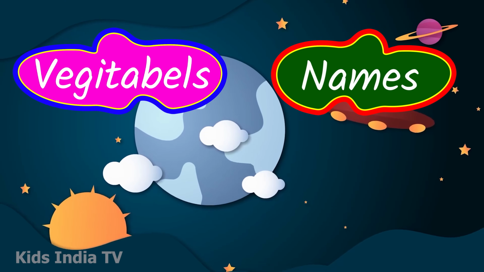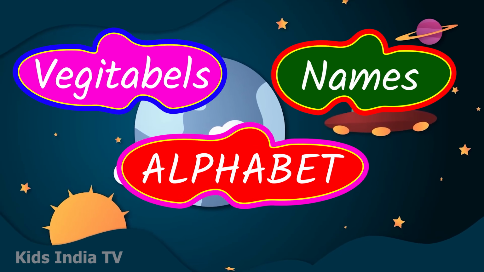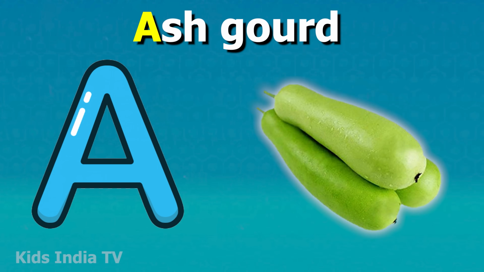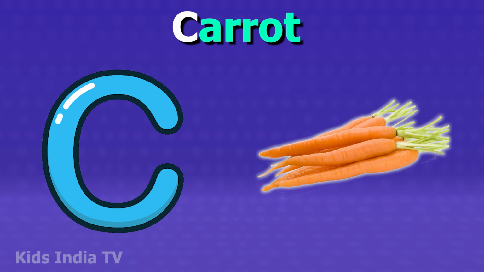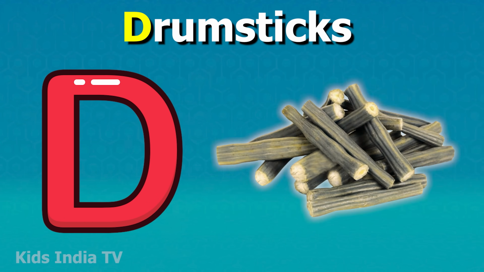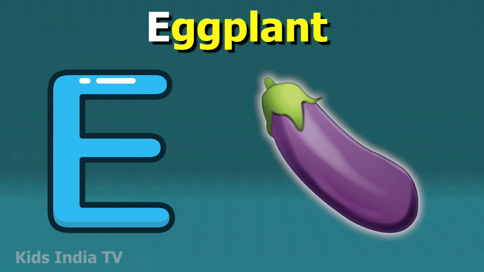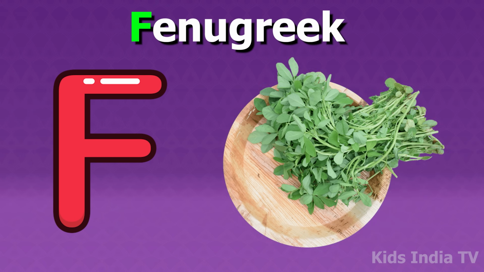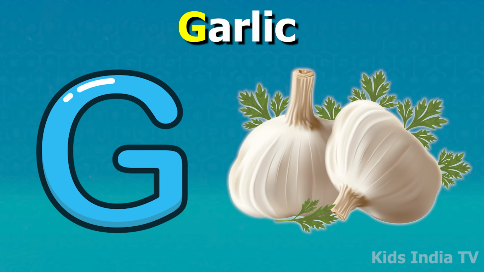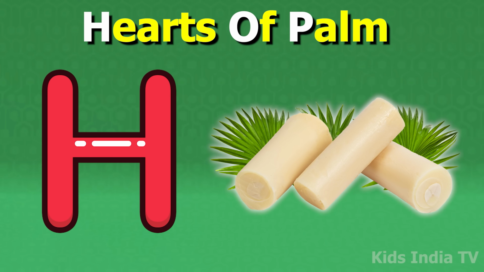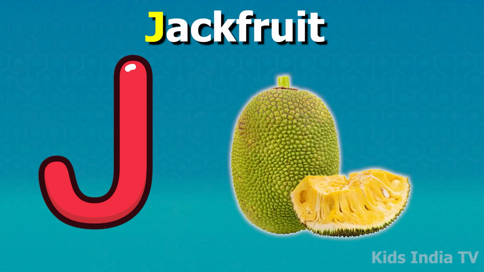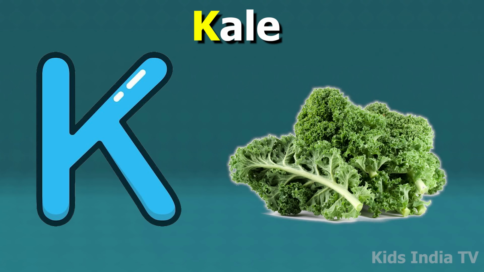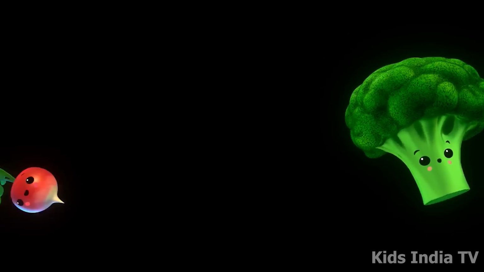Vegetable names according to alphabets. A for ash gourd, B for broccoli, C for carrot, D for drumstick, E for eggplant, F for fenugreek, G for garlic, H for heart of palm, I for ivy gourd, J for jackfruit, K for kale, L for ladyfinger.